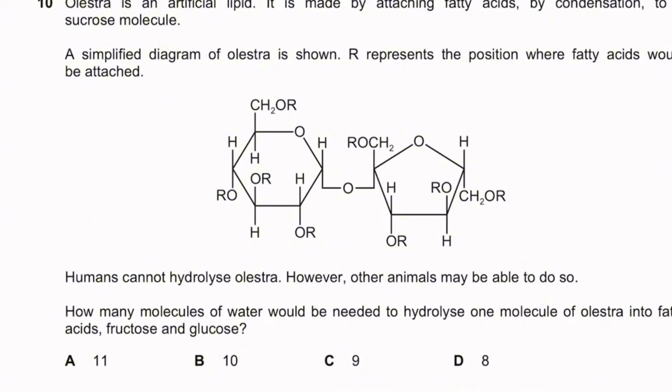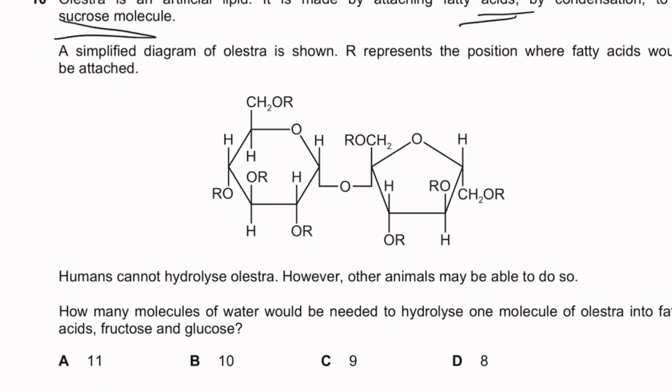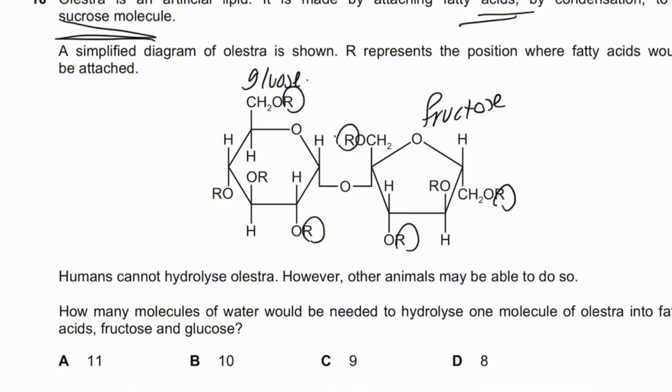How many molecules of water would be needed to hydrolyze 1 molecule of olestra into fatty acids, fructose and glucose? Okay. In order to hydrolyze into fatty acids, fructose and glucose, that's interesting. Again, it's basically made by attaching fatty acids by condensation to a sucrose molecule. Now, this is fructose. This is glucose, and R is supposed to be where any fatty acid chain would be attached. Wow, okay, so R represents the position where fatty acids will be attached.